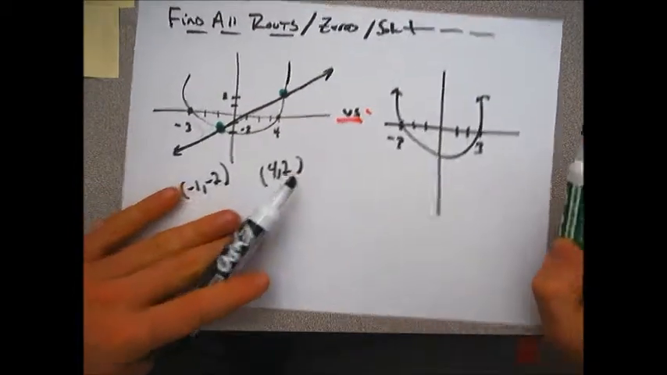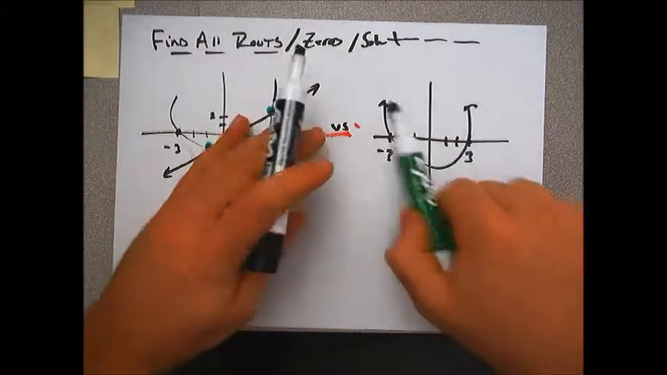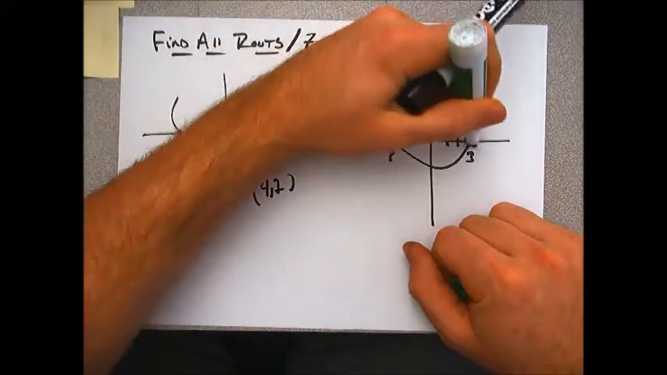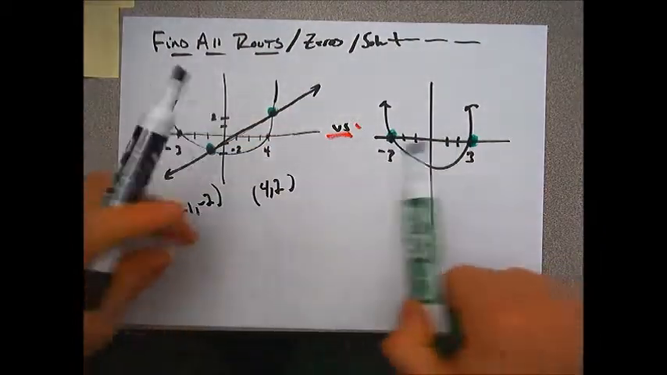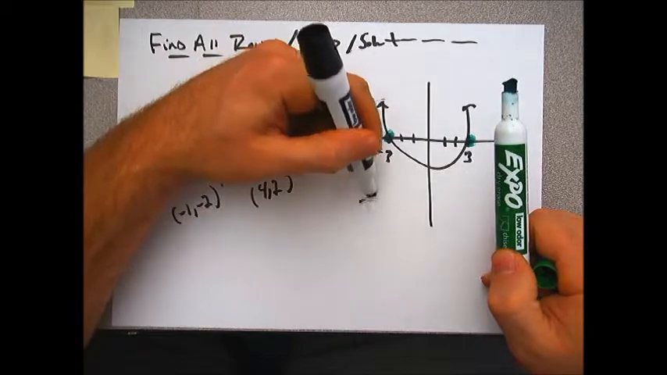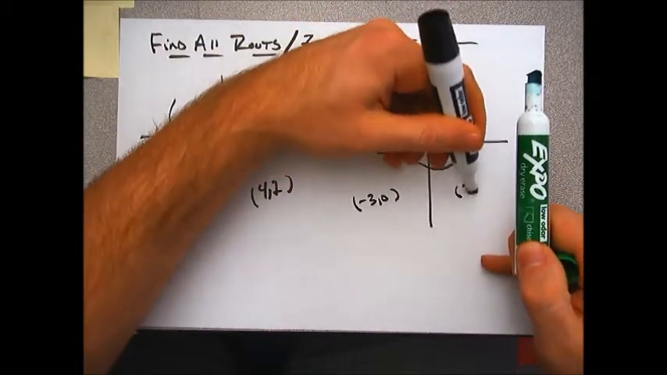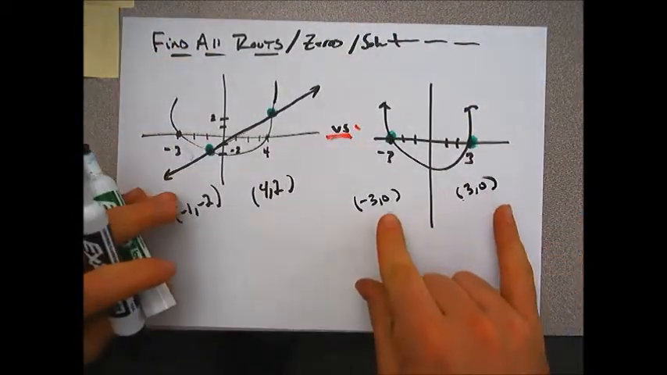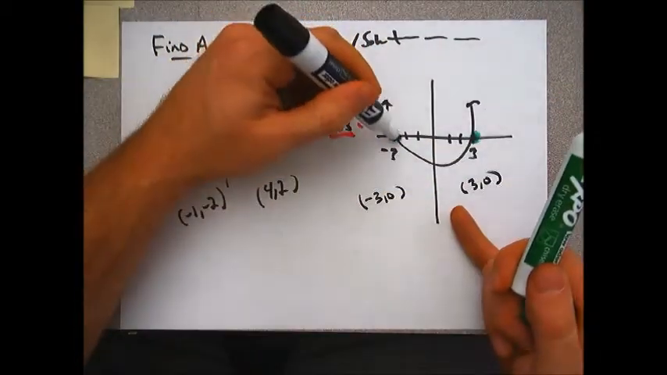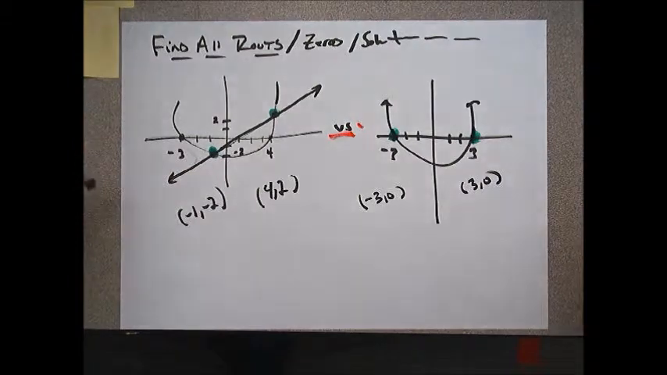Now when I go to find the solutions on this one, I only have a parabola, so my solutions are where it crosses the x-axis, and in this case it would be at -3 and 3. So that would be -3, 0 and 3, 0. And that's why we call these the zeros, because it's where y is 0, which is what causes your graph to cross the x-axis.